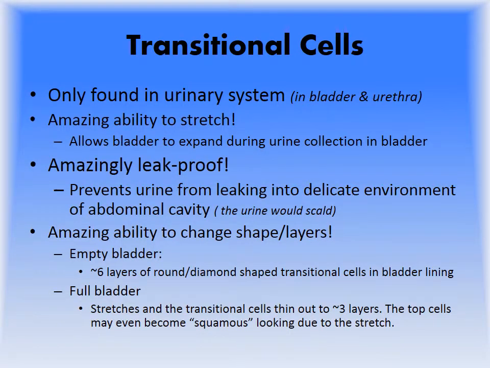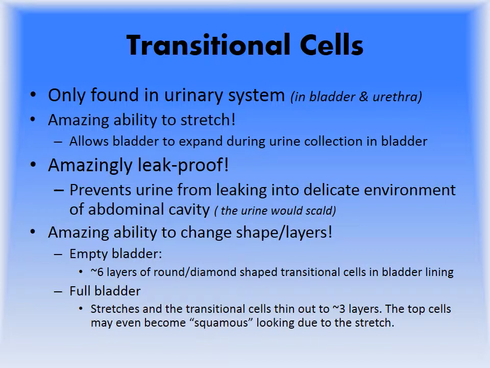Okay, so it may also be found, I keep saying strictly in the bladder, but it may also be found in the urethra, typically because they slough off from the bladder and move down. They have an amazing ability to stretch. It allows the bladder to expand during urine collection, and then it deflates once we urinate. It's amazingly leak-proof, which is what we want in the bladder, obviously. So it prevents the urine from leaking into the delicate environment of the abdominal cavity.